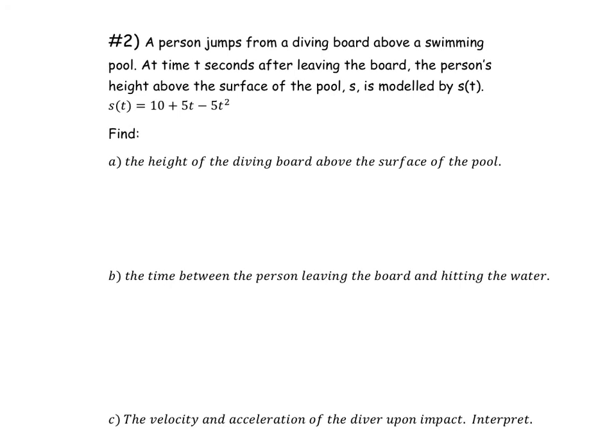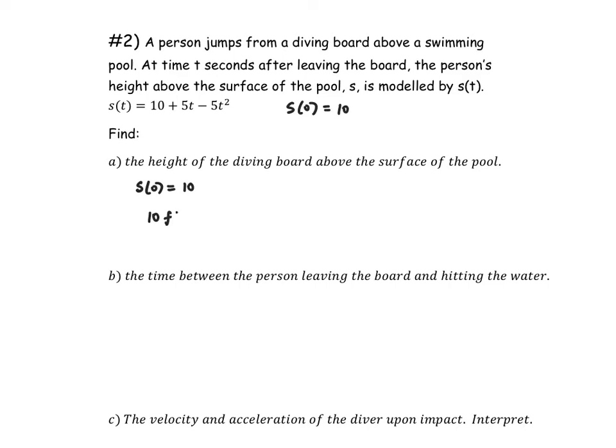A person jumps from a diving board above a swimming pool. At time t seconds after leaving the board, the person's height above the surface of the pool is modeled by S of t, where S of t equals 10 plus 5t minus 5t squared. I always plug in 0 just to get an initial position. So S of 0 equals 10. To me, that tells me that the diving board is 10 feet above the surface of the pool. Look at that, I just found the height of the diving board above the surface of the pool, giving me the answer to part A.